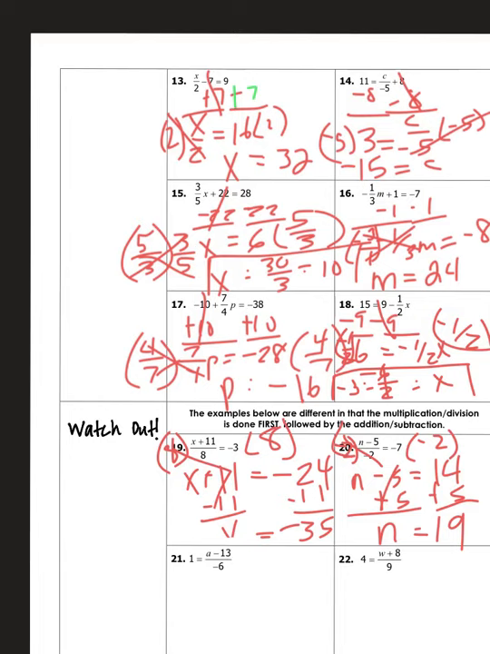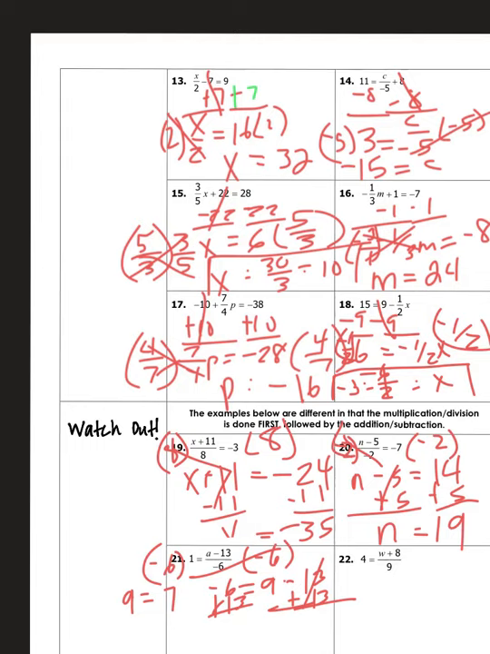21, a minus 13 is being divided by negative 6, so we're going to multiply by negative 6 on both sides. Cancels. A minus 13 equals negative 6. Add 13 to both sides. And A equals, I'm going to go off to the side here, 7.